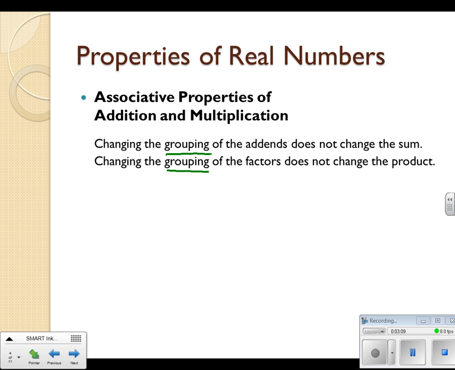So an example here, using algebra with addition, if I have A plus B plus C, and I'm following order of operations, I have to solve in my parentheses first, A plus B, then add the C to it afterwards. That would be the same as if I still had A plus B plus C, but I started by adding B plus C, then added the A. That would give us two equivalent expressions.